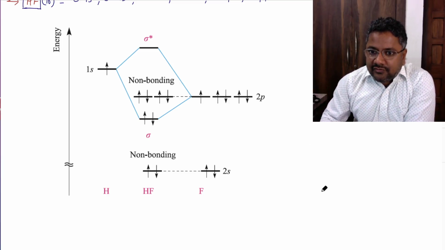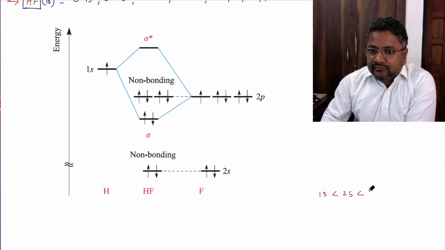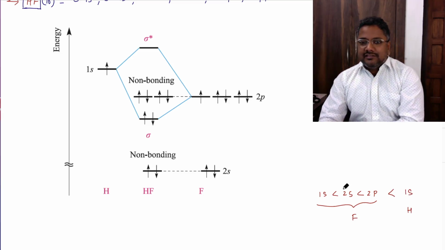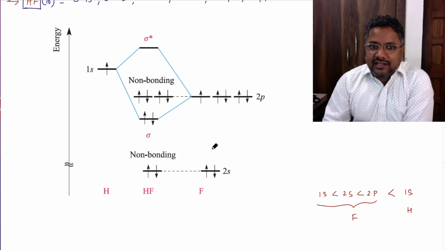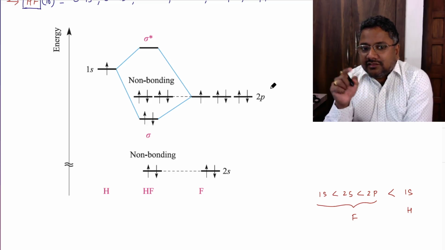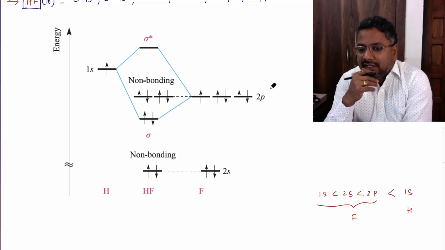So the energy of 1s and 2s and 2p of fluorine is less than the energy of 1s of hydrogen. See, this is the reason why in valence bond theory it was argued that this hydrogen will overlap with the 2p of what? Fluorine, not with 1s or 2s or with any other orbital.